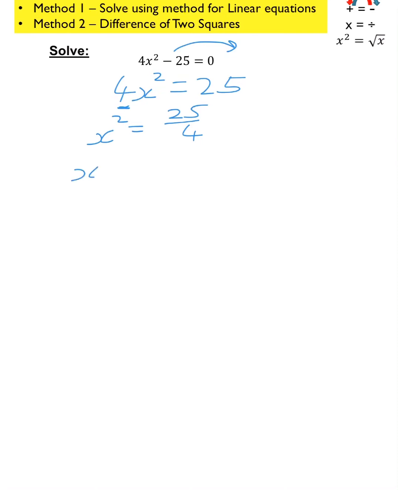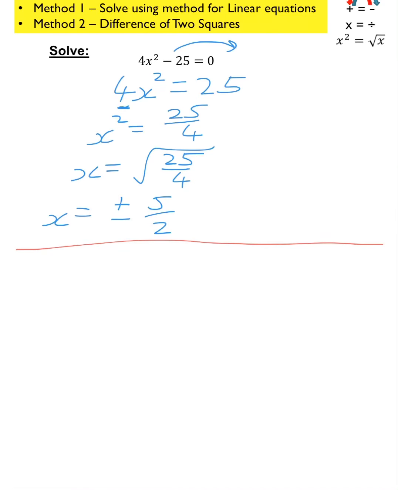So x now is equal to the square root of 25 over 4. So x now will be equal to plus or minus 5 over 2. Okay, so there are my two answers. Plus 5 over 2 or minus 5 over 2. Let's do a second method.